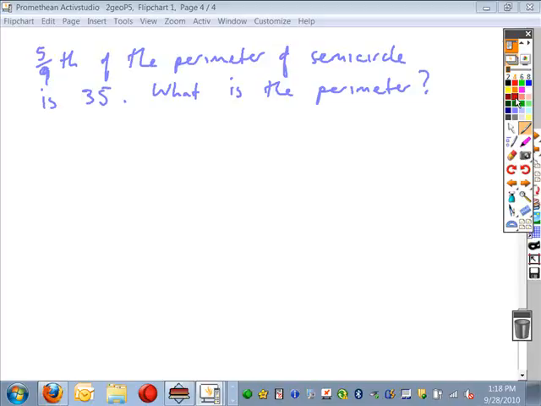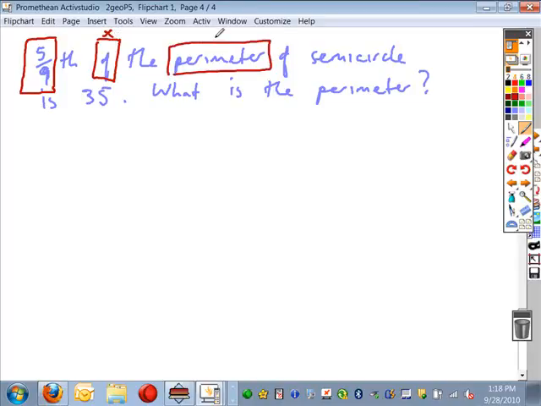Okay, you can directly get an equation from the information that's provided. You have 5/9 of, what does "of" translate into? Of means multiply. The perimeter, so here's our unknown, we'll call it P, of a semicircle is, what does "is" translate into? Equals, and then 35 is our number. So if we translate it directly into an equation, we have 5/9 of perimeter, so times P, equals 35. Okay, here's the equation that we generate.